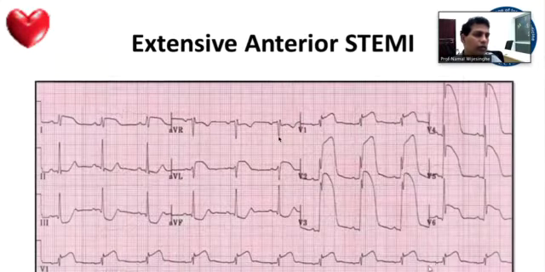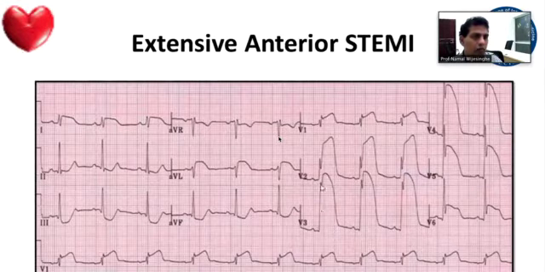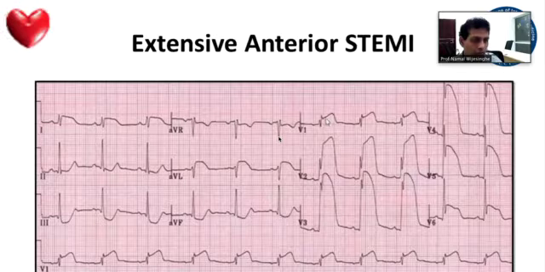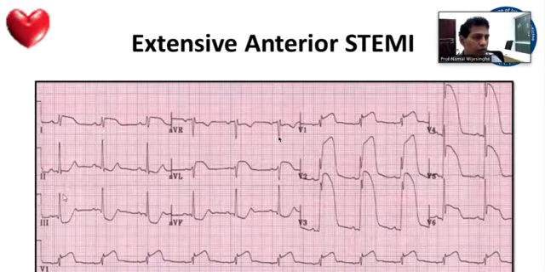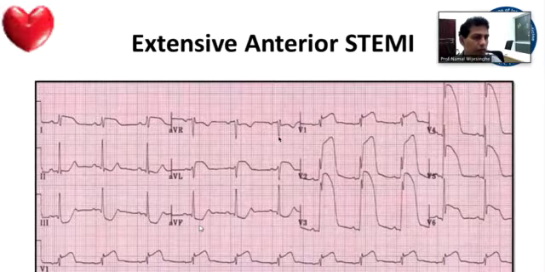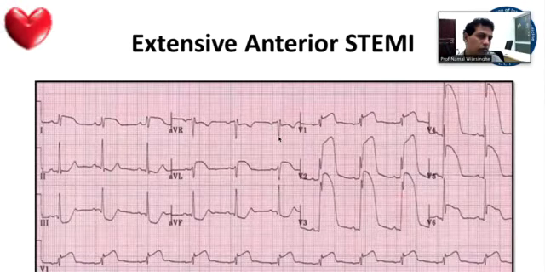Now you should never miss this one. I don't know whether this patient survived. Huge ST elevation in V1, V2, V3, V4, V5, V6, L1, AVL, and reciprocal changes in the inferior leads. So this is an extensive, massive infarction, maybe a clot in the left main or so.